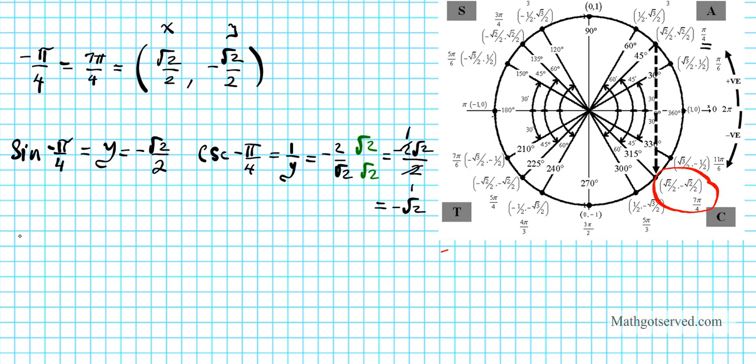Now cosine. Cosine of negative pi over 4 is your x coordinate. And your x coordinate is root 2 over 2.